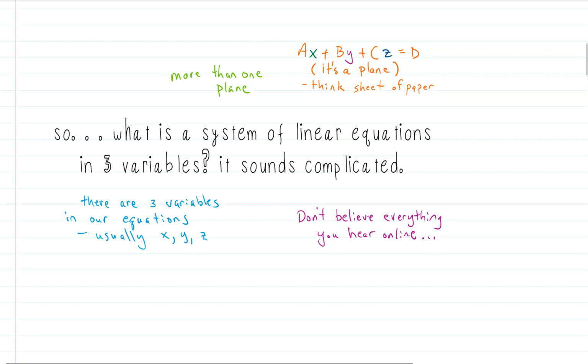So let's first start with the three variables part. Well, that simply means that we just have three variables. We have equations, and those equations have three variables, usually an x, y, and a z. So that's not bad. Let's talk about the linear part.